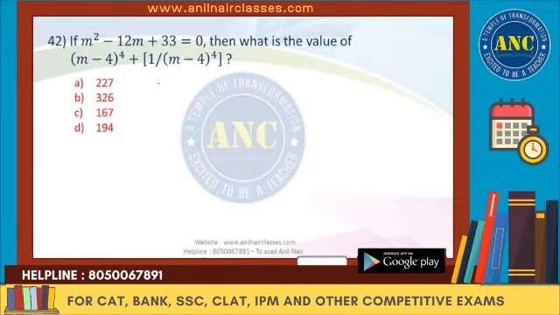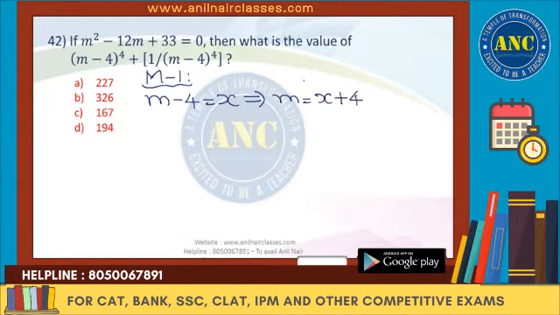Now, very simple once again. Let me also solve this by two methods, method 1 and method 2, for you to master both the methods once again. Now, simple. If I put m minus 4 as x, then m will become x plus 4, and the question will reduce to the form of x power 4 plus 1 by x power 4.